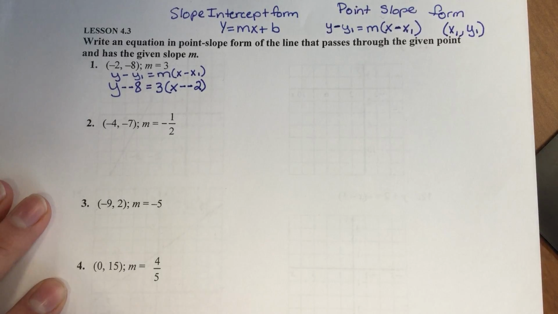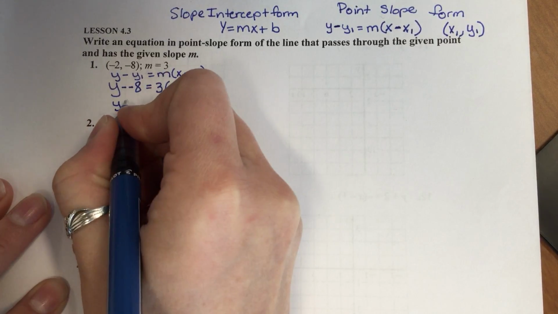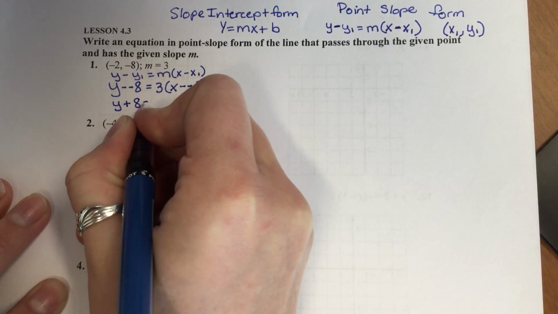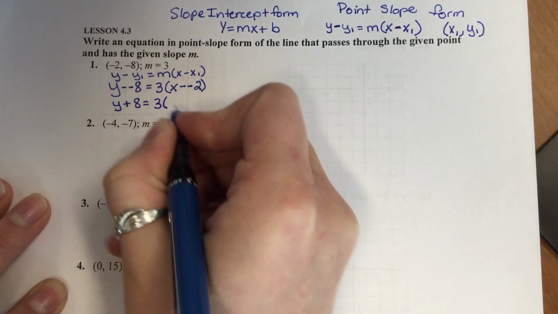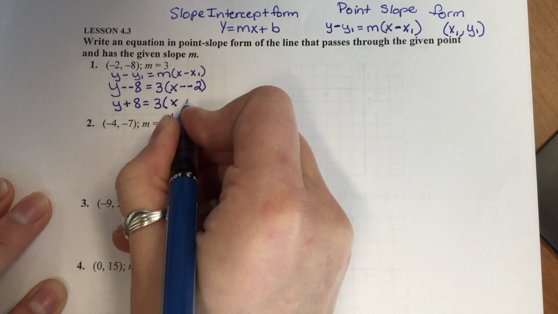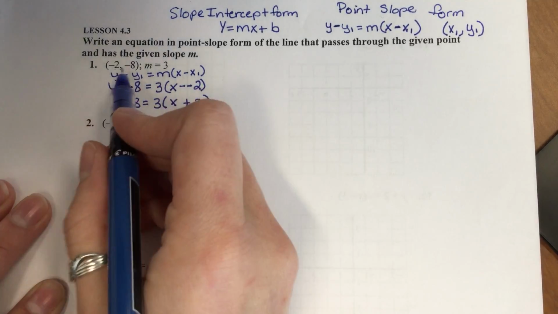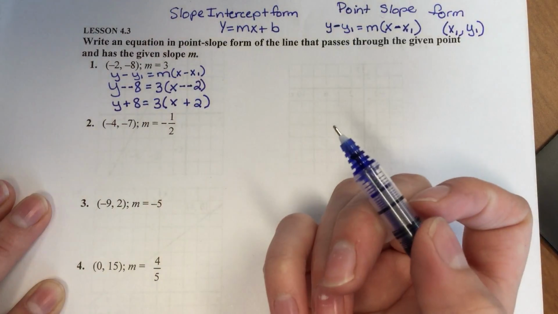So what is y minus a negative 8? Y plus 8. And what is x minus negative 2? X plus 2. Okay, that's it. And then you have your equation. And it's really easy to graph from there because you just graph the point and then use the slope.